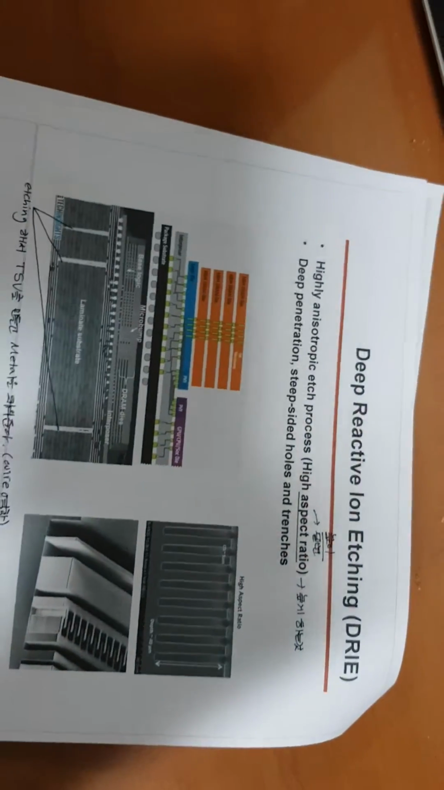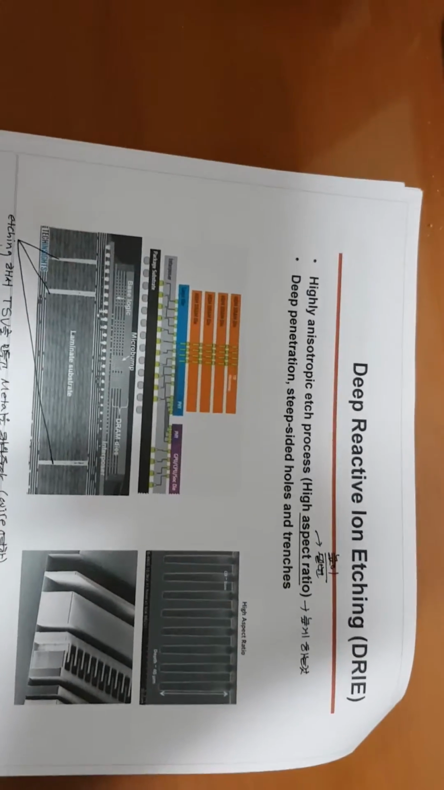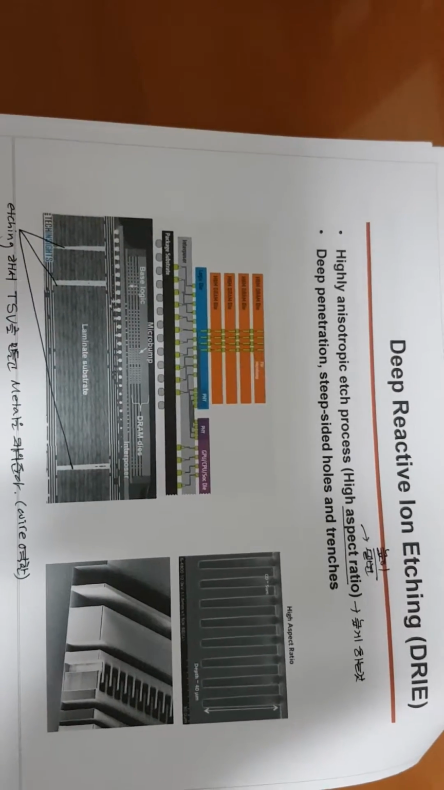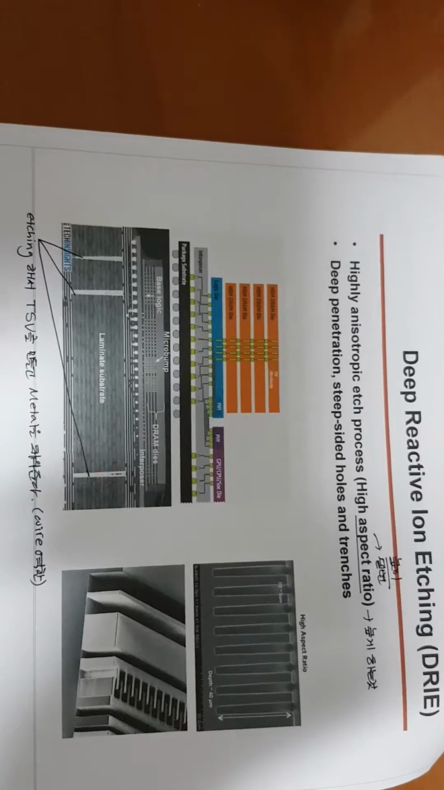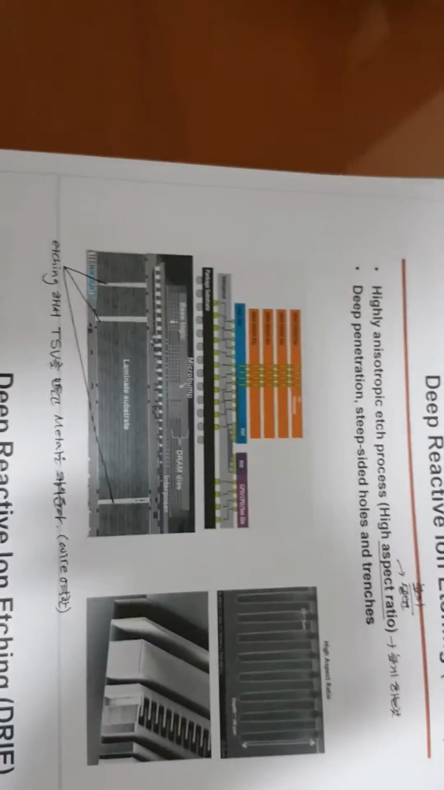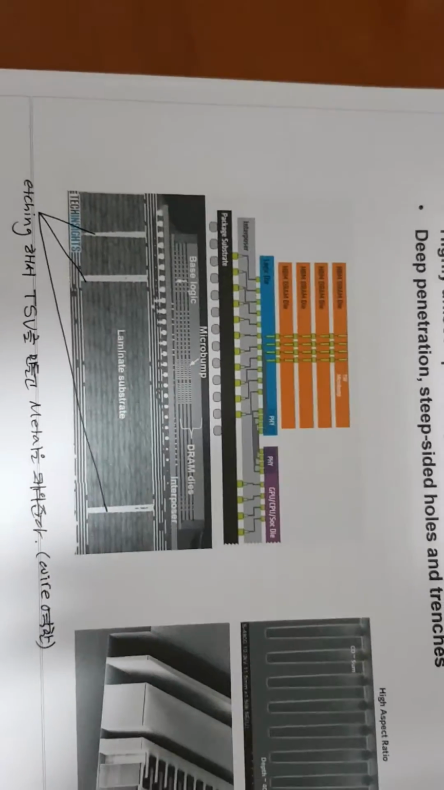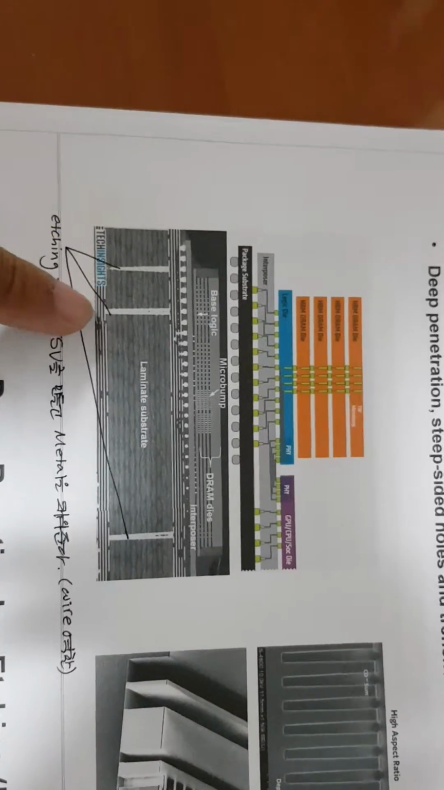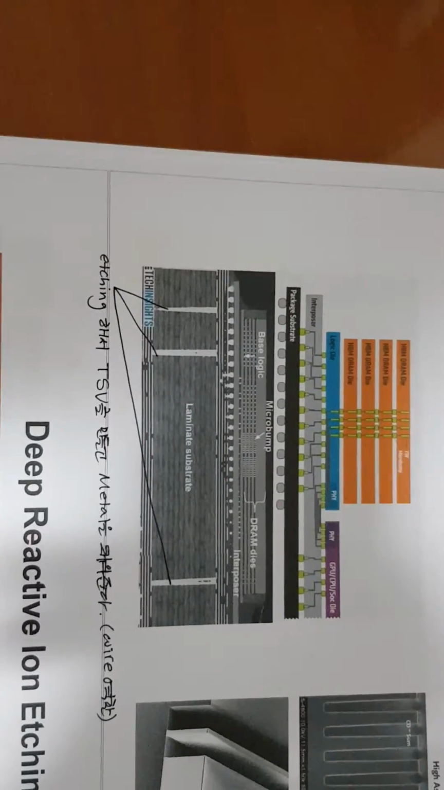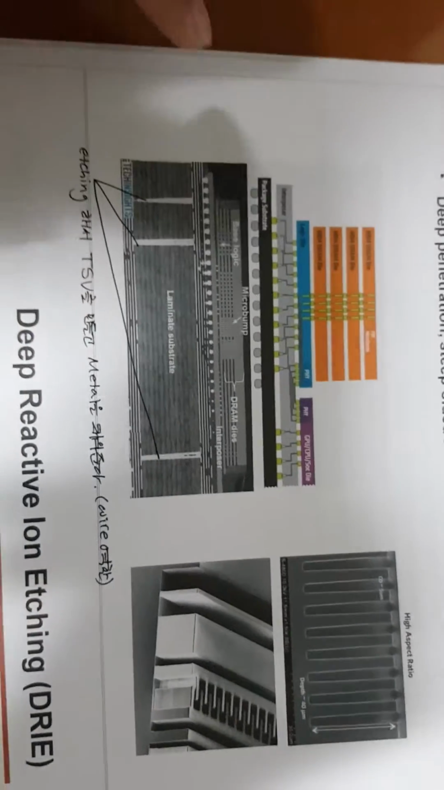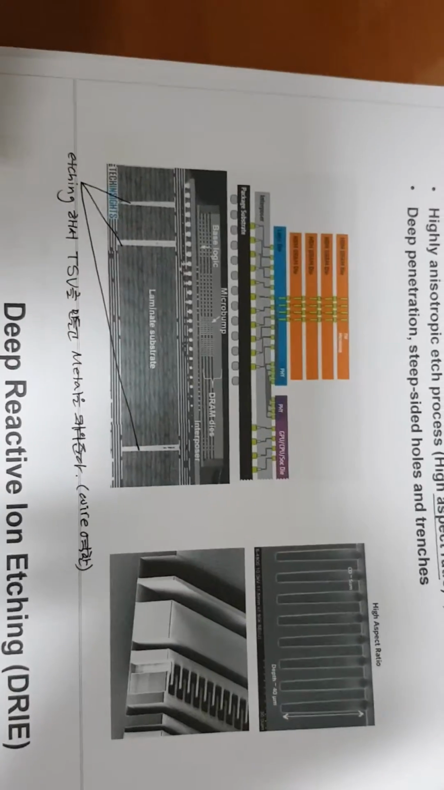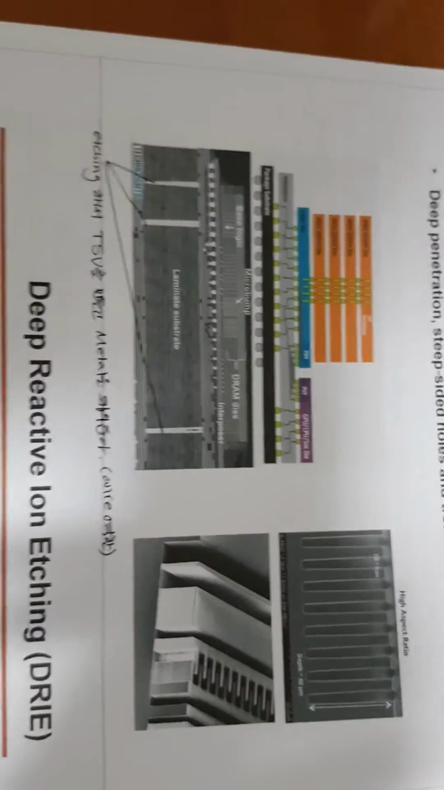And next, we have learned about deep reactive ion etching. We also call it DRIE. It is a highly anisotropic etch process with high aspect ratio, deep penetration, and steep-sided holes and trenches. And in this diagram, we use the TSV method. TSV is through silicon via. And this structure is very efficient to give power or signals.